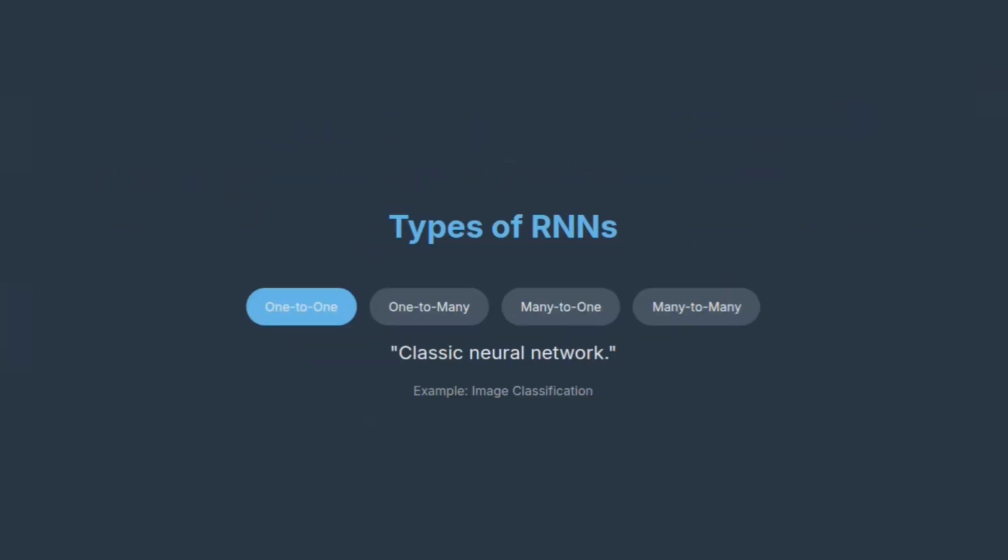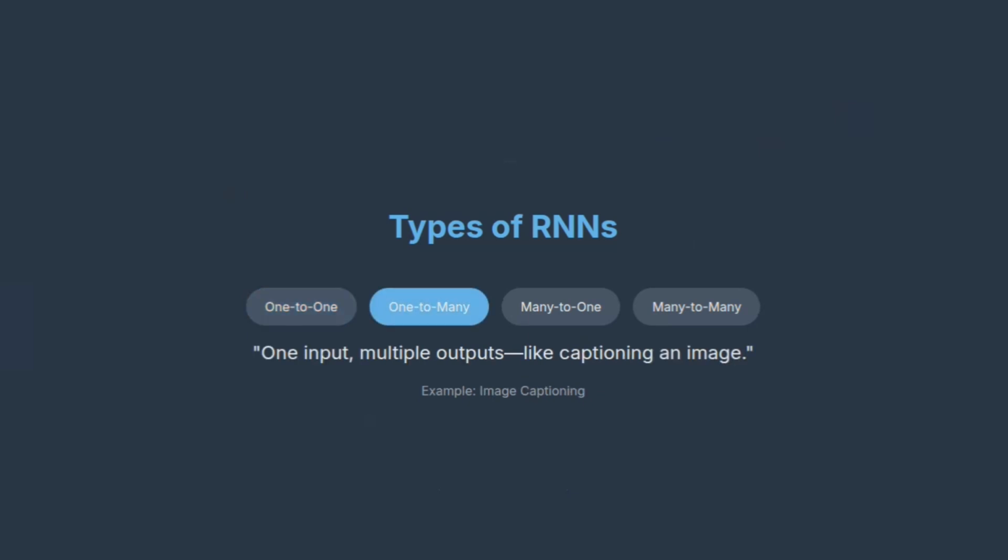RNNs aren't a one-size-fits-all solution. Depending on the nature of the input and output, we have different types of RNN architectures. The one-to-one is essentially your classic feed-forward network. Then we have one-to-many, where a single input generates a sequence, like creating a caption for an image. Many-to-one takes a sequence and produces a single output, perfect for tasks like analyzing the sentiment of a text. And finally, many-to-many deals with sequence-to-sequence tasks, such as translating languages. Beyond these basic types, we also have more advanced variants like LSTMs and GRUs, which we'll touch on next.